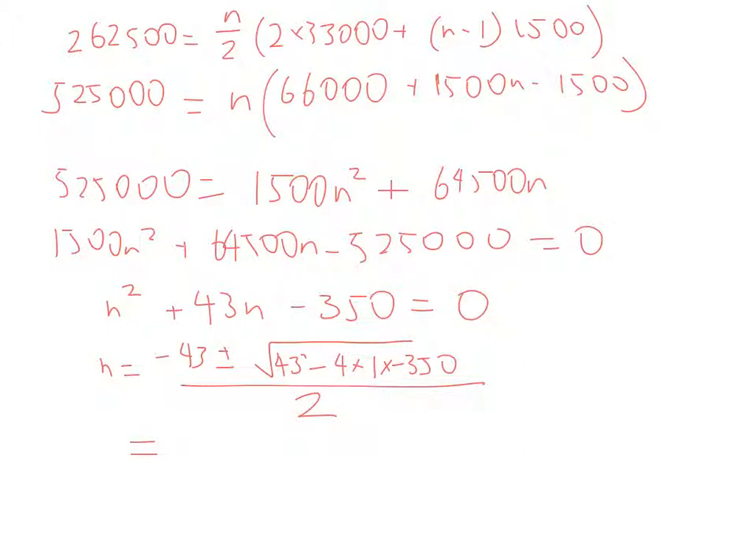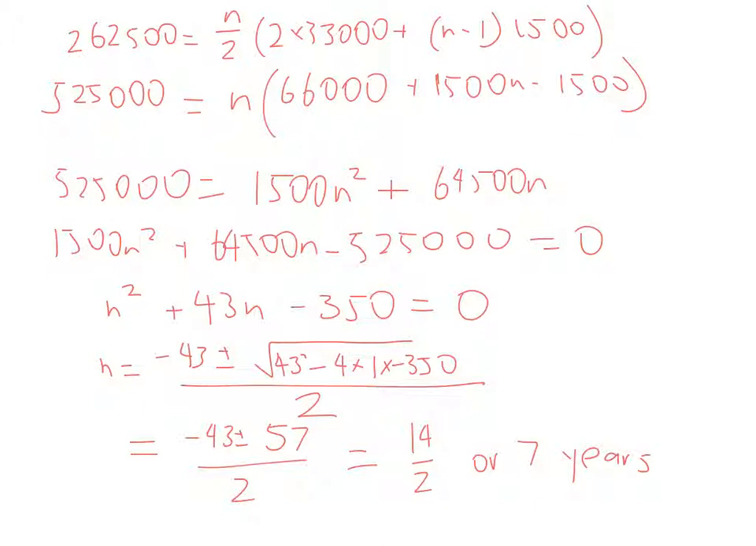That'll come out to be minus 43 plus or minus 57 on 2. Now, of course, if we go minus 43 minus 57, that'll give me a negative answer. In fact, this did factorise pretty nicely. But what we end up with is minus 43 plus 57 is 14 on 2, or 7 years. It takes 7 years to save that amount of money. So I was a little bit overzealous with 8 or 9 years, but we're in the right ballpark.